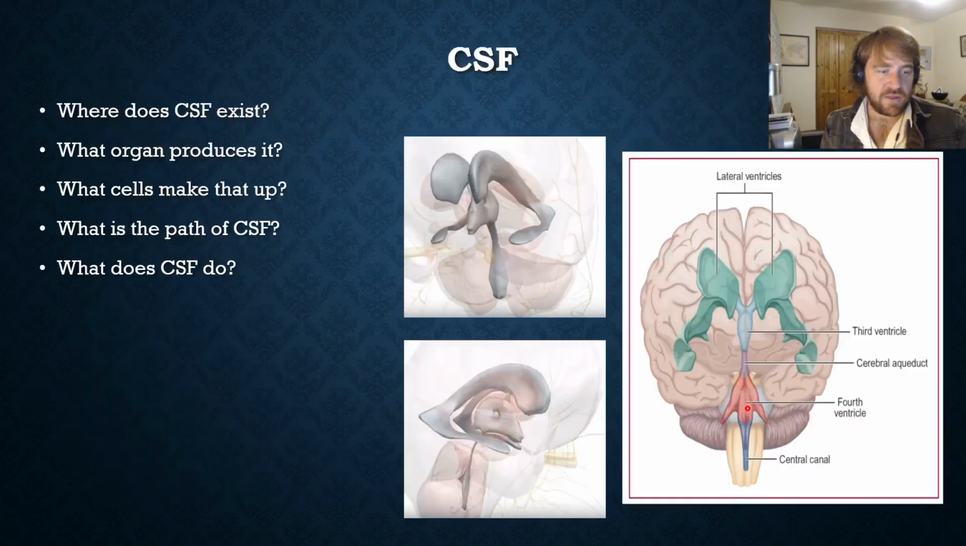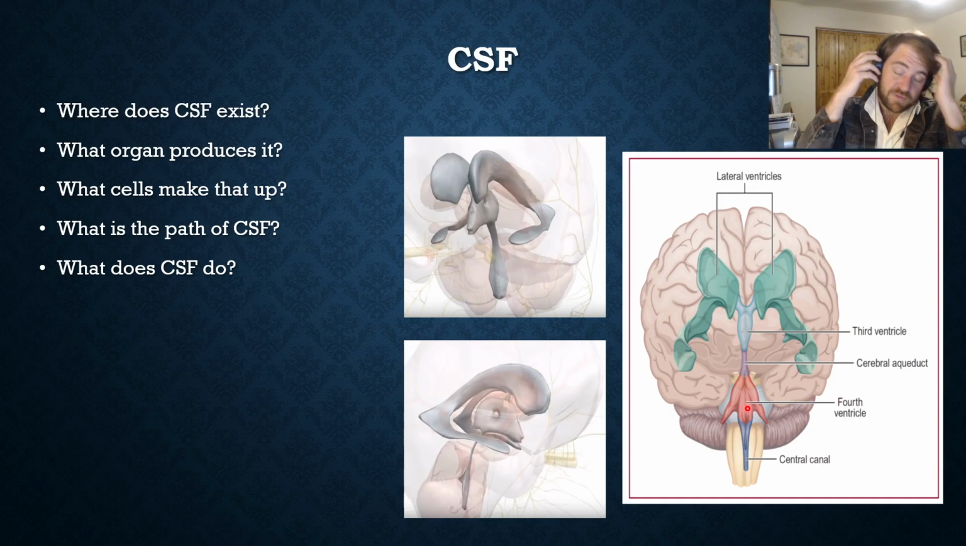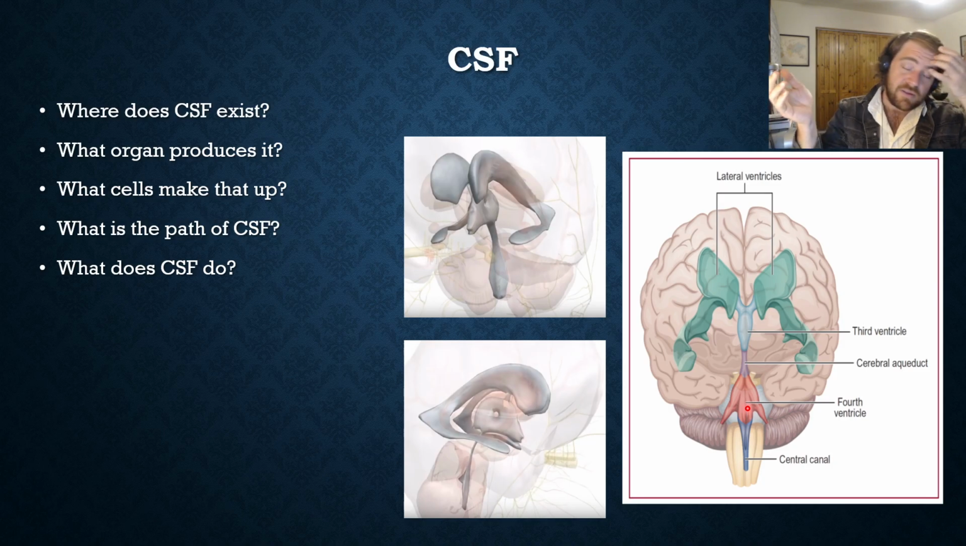Okay, what does CSF do? Well, CSF does quite a few things. I mean, one thing is it carries nutrients to the brain. It removes waste products from the brain. So that's a pretty important thing. Then the other thing that it does, this is the second part, is it helps keep the brain afloat. The brain would be so heavy that it would kind of smother itself under its own weight without cerebrospinal fluid.